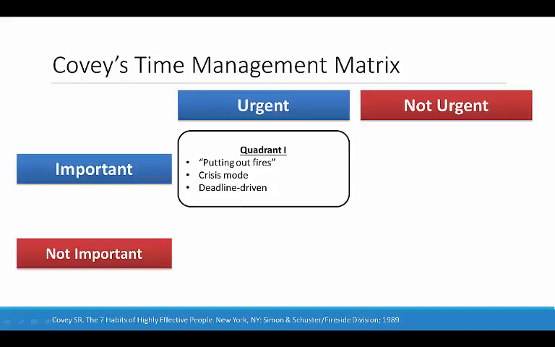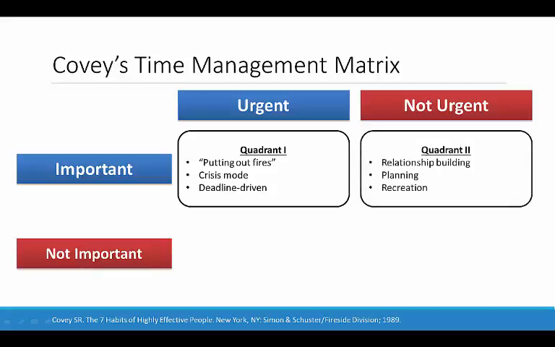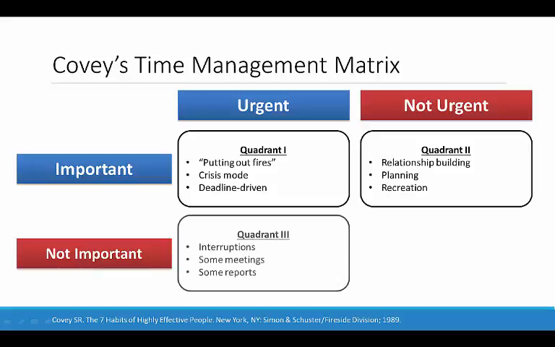This is your crisis mode. It's an extremely important project, it's super urgent, you've got to get it done. Sometimes it's like putting out fires. Then we have quadrant two, things that are important but not necessarily urgent. So this is like planning for things, hopefully planning before it becomes a fire. This also includes recreation, downtime, and relationship building.